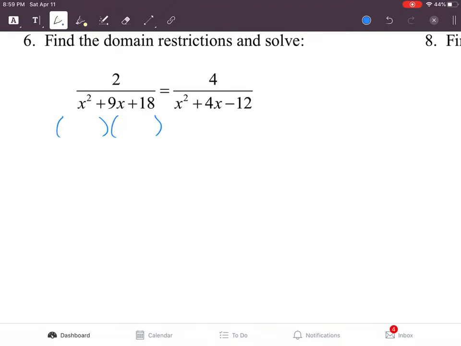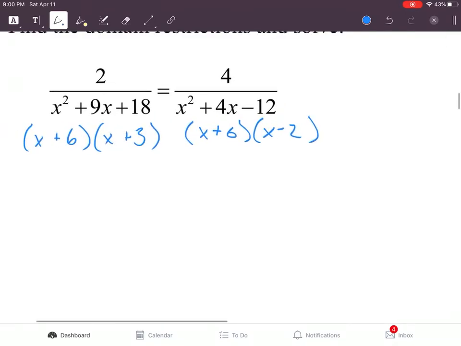So two numbers that multiply to give you 18 and add up to give you 9. So that would be x and x. Then we're going to do positive 6 and positive 3. So 6 times 3 is 18, and 6 plus 3 is 9. We have to factor the other side as well. Two numbers that multiply to give you negative 12 and add up to give you positive 4 are going to be positive 6 and negative 2. So what we're looking to do is figure out what is common and then what's missing.